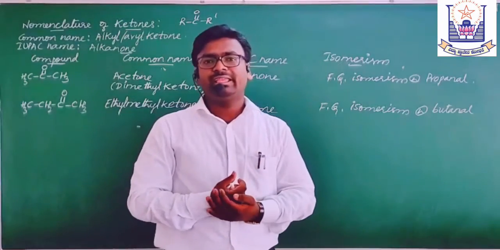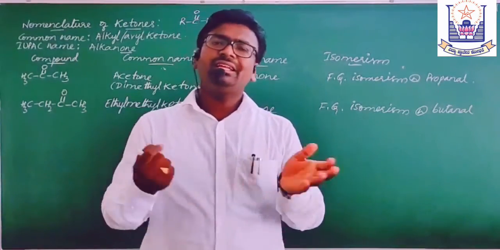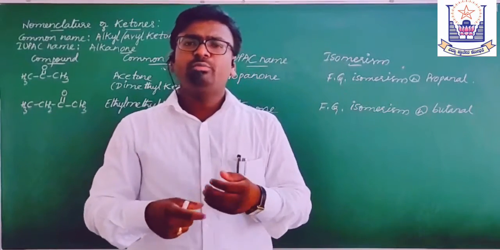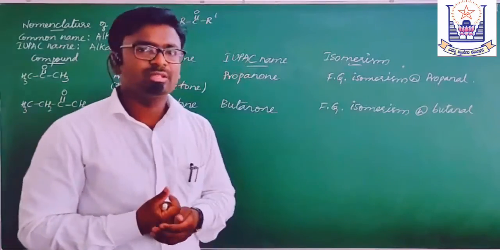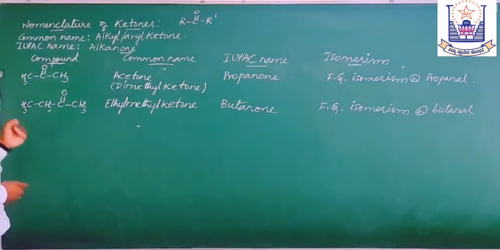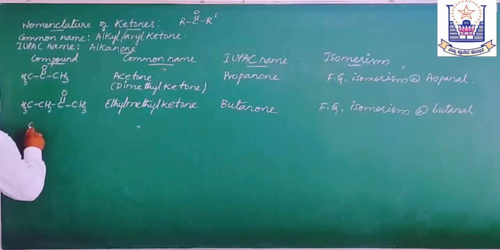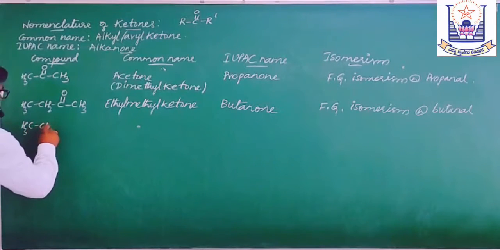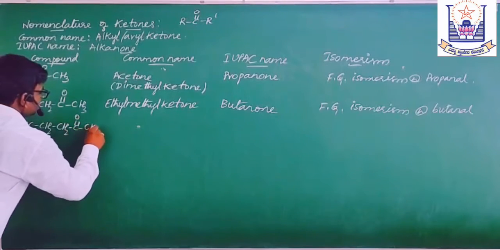Let us go for the higher members. You know that higher members of any class of compounds will show a greater number of isomerisms. Let us go for pentanone, for example. The next higher member in this series is pentanone, with 5 carbon atoms. Let us take that: CH3, CH2, CH2, C double bond O, CH3.